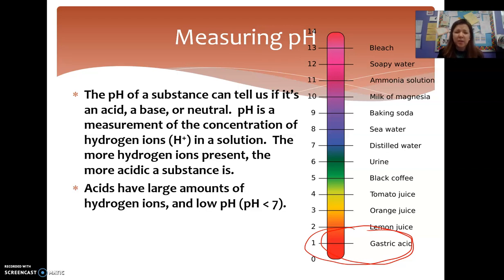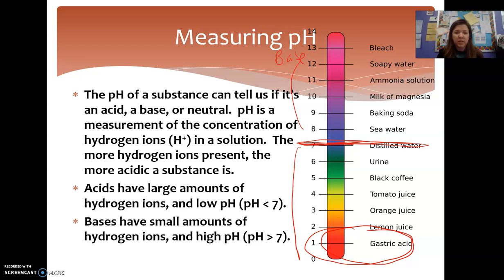Acids have large amounts of hydrogen ions and a low pH, below 7. You can see the example at 7 is distilled water. It's neutral. 7 is neutral. These are all acids. If you go up, these are all bases. You need to know that. You might write a real brief sketch in your notes. And then everything with acids and bases are kind of opposites. So acids have a large amount of hydrogen ions and a low pH. Bases have a small amount of hydrogen ions and a high pH above 7.